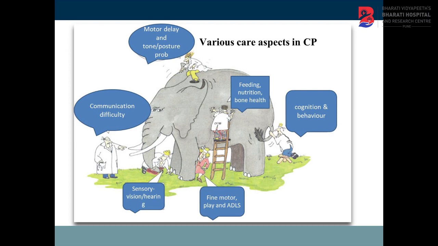Now, of course, the motor delay, the tone, the posture, the communication difficulties, the sensory issues like vision and hearing, the fine motor, play, the activities of daily living, feeding, nutrition, bone health, cognition, and behavior. And thus, obviously, the approach for intervention that is recommended is a multidisciplinary, comprehensive care plan approach.